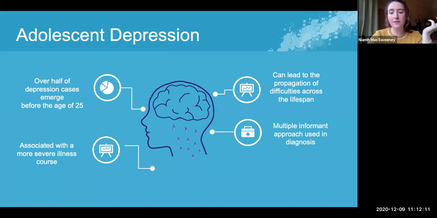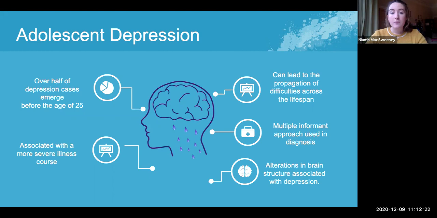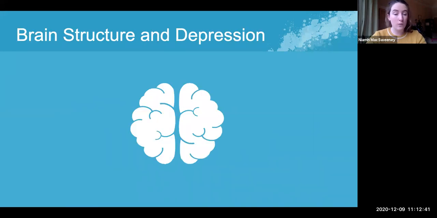So given the fact that depression is quite common in this developmental period, it has led to a lot of research in this area. However, there has been a paucity of research on the neurobiological features of depression in adolescents compared to adults. So we know that there are alterations in brain structure associated with depression, and this is from a wealth of literature on adult depression.